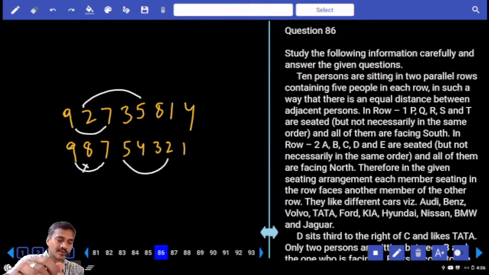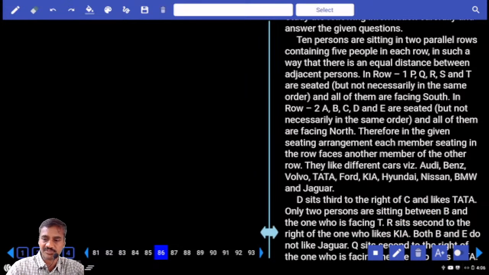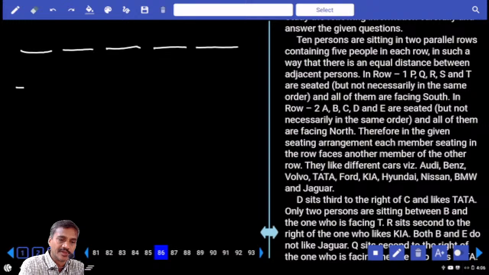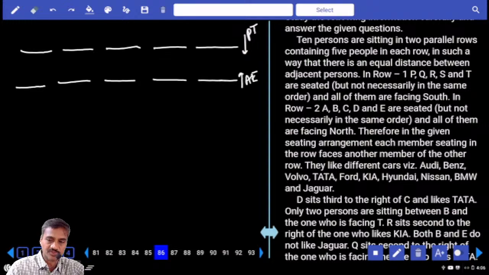The next one, questions 86 to 90. In this set there are 10 persons seated in two different rows. 1, 2, 3, 4, 5, this is one row. Another row, there are 5 more persons here. In this one, P, Q, R, S and T are all facing towards south. And in the next row, A, B, C, D and E are facing towards north.